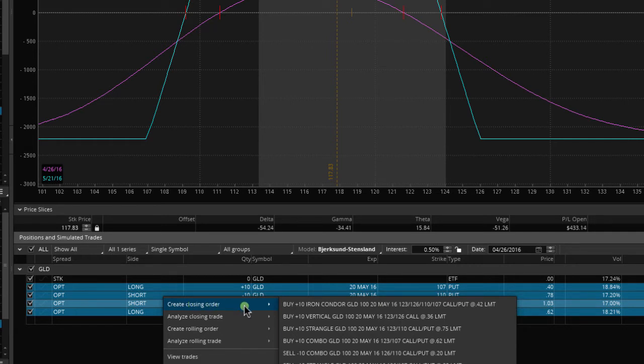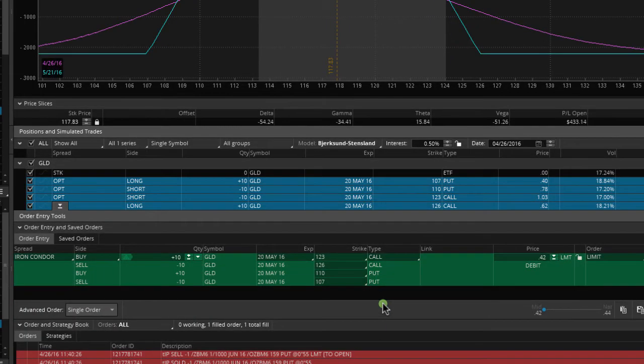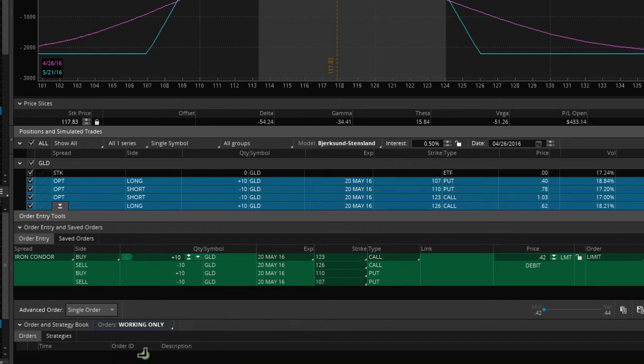when we opened this trade, we sold the Iron Condor. So in this case, we're going to buy back 10 contracts of this Iron Condor. You simply click on that, and that's going to pull up your trade, and it's going to put it in the queue.